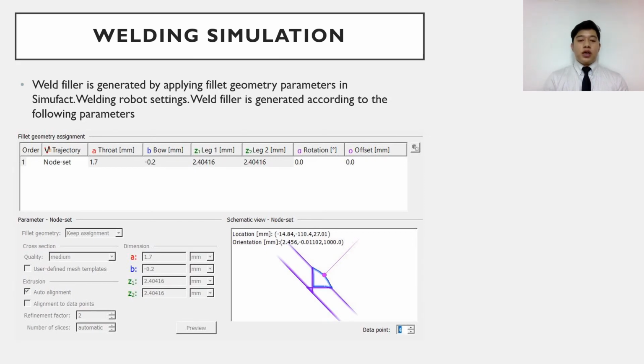For the welding simulation, weld filler is one of the most important details. For this simulation, the weld filler is generated by using the fillet geometry parameter in the Simufact welding robot settings. The weld filler is generated according to the following parameters: 1.7 mm throat length, negative 0.2 bow length, and leg 1 and leg 2 having the same length, which is 2.4 mm. It can be seen in the image, which shows the welding fillet example preview.